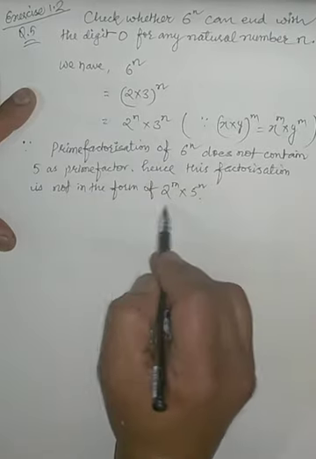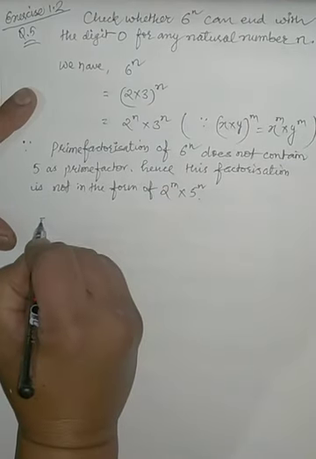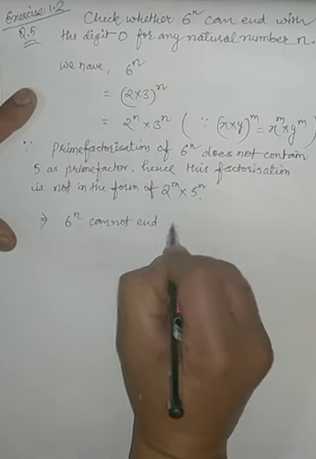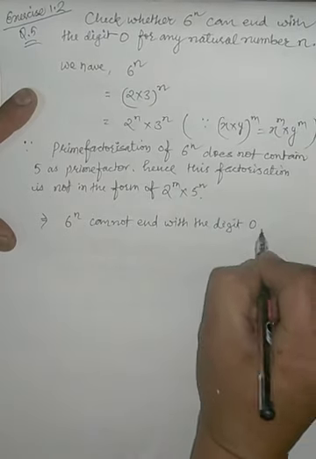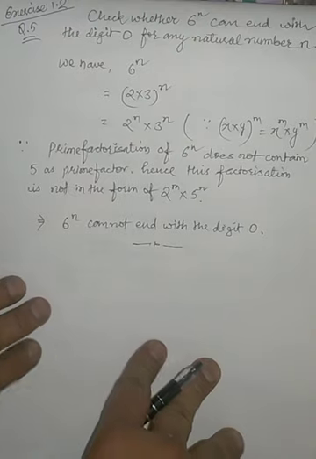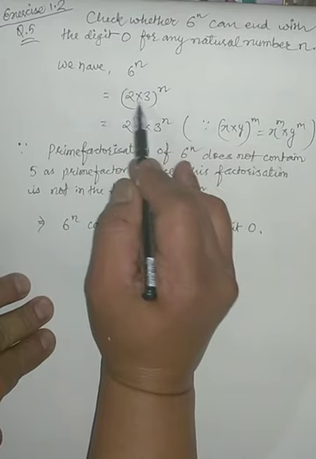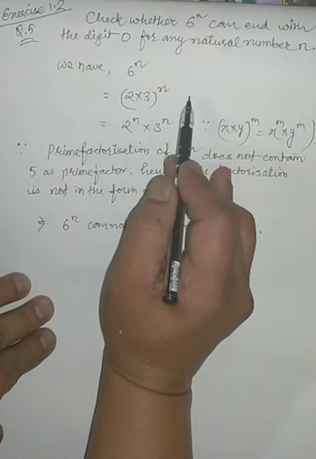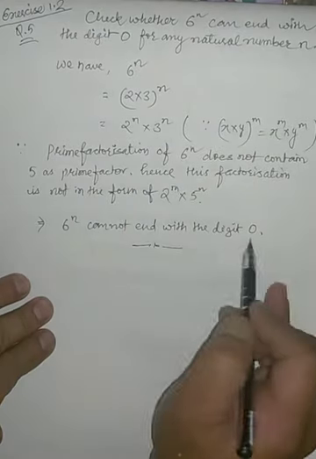So here we can see that the prime factorization does not contain 5. That implies 6 to the power n cannot end with the digit 0. In the same way, we can solve questions like this. The only thing is that we need to prime factorize the given base and check whether 2 and 5 both are there or not. If either 2 or 5 is missing, then that number will never end with the digit 0.